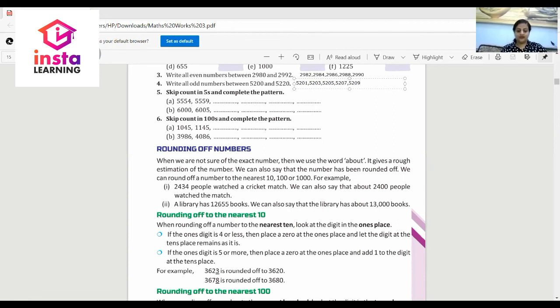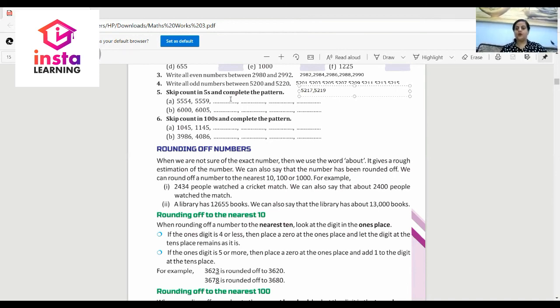5209. Next is 5211. Next is 5213. Next is 5215. Next, it is not coming here, so we will write down now 5217. And the last number is 5219. This is the last number with the comma.